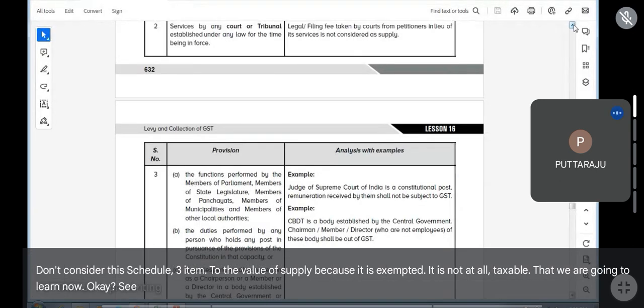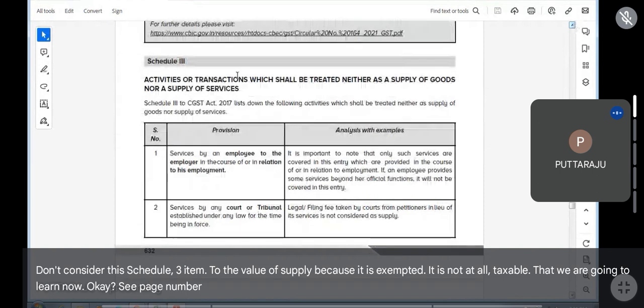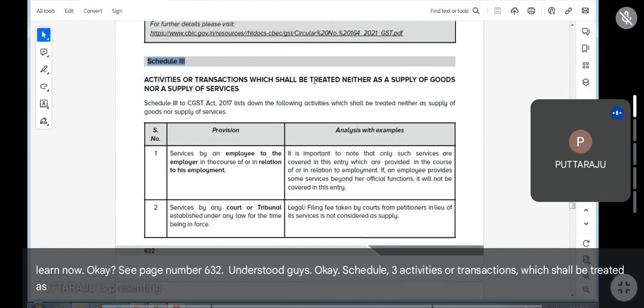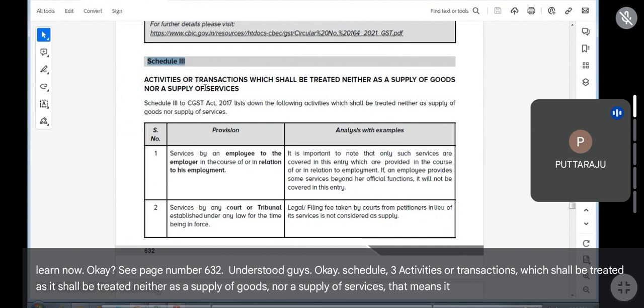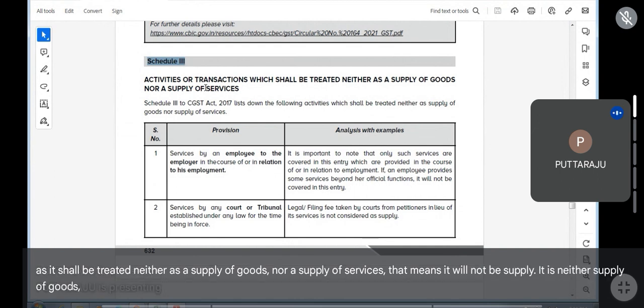See, page number 632. Understood, guys? Yes, sir. Okay. Schedule 3, activities or transactions which shall be treated neither as a supply of goods nor a supply of services. That means it will not be supply. It is neither supply of goods nor supply of services.